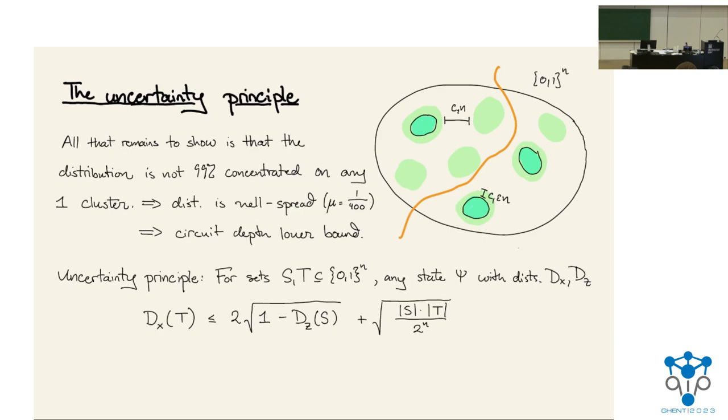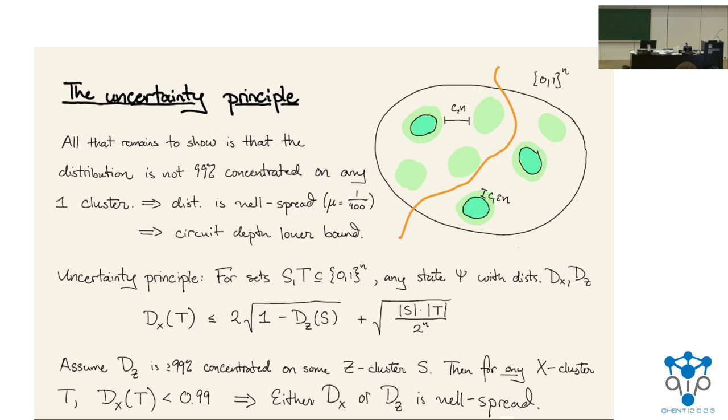And in order to do that, we should use something very simple. We'll just use an uncertainty principle. The uncertainty principle says that if you're certain of the measurement in the X basis, you're completely uncertain in the Z basis. But you can also provide a version of uncertainty that's a more gradual toggle, and that's what's stated here. It says if there are two sets, S and T, and the distributions are dx and dz, then if you're very certain on the Z picture, you're pretty uncertain on the S picture. And there's a fall off of this square root term of S times T. Okay, so let's just do this. If we're 99% concentrated on some Z cluster, let's assume for the purpose of contradiction, let's prove that we're not concentrated in the X picture.